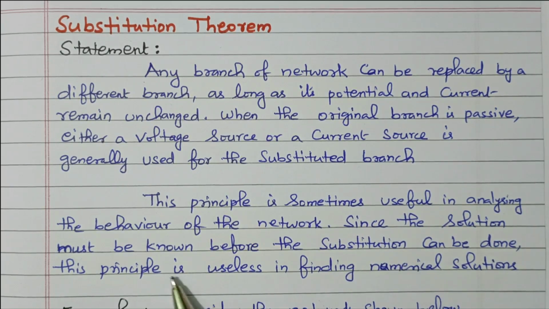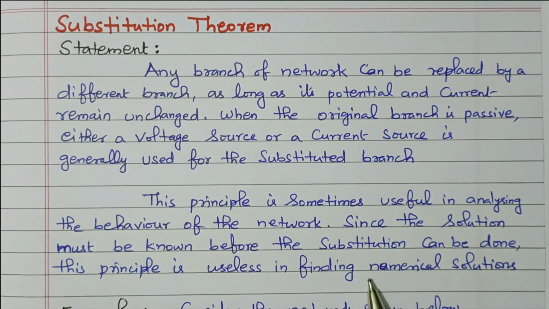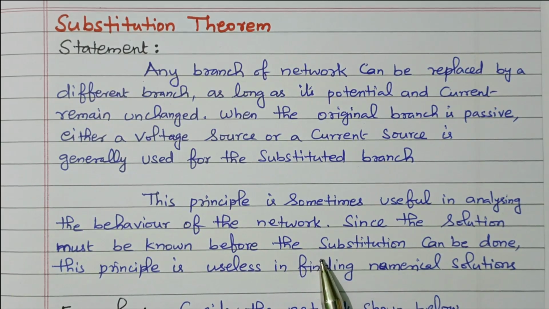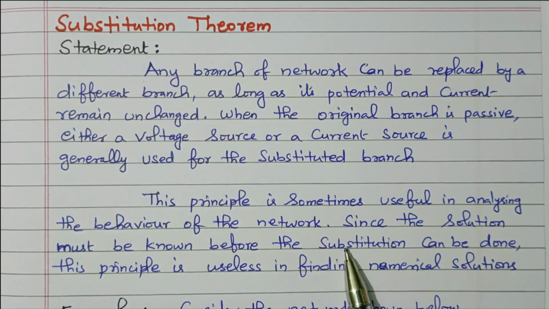Since the solution must be known before the substitution, we should know what the voltage and current are. Thereafter only we are replacing, we are substituting. So that is given, and we cannot solve numerical problems with it. We can analyze the network. So replacing a branch by a different branch without affecting current and voltage is nothing but the substitution theorem.